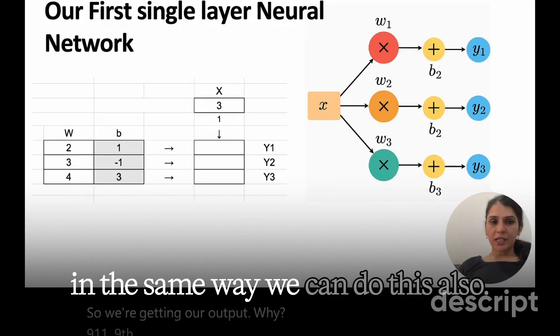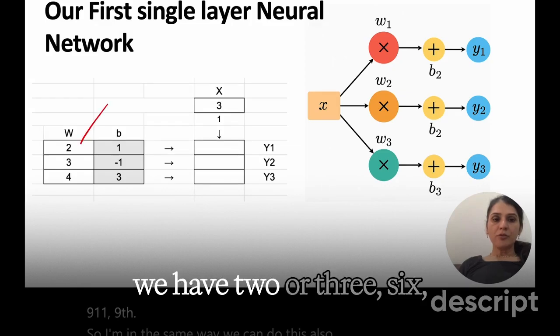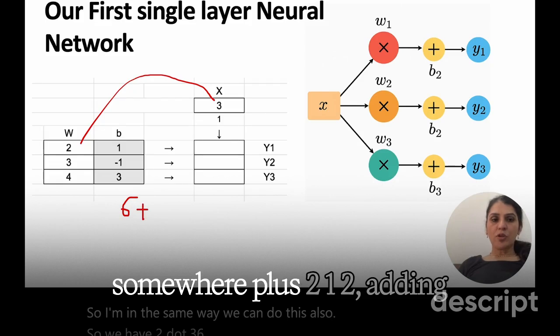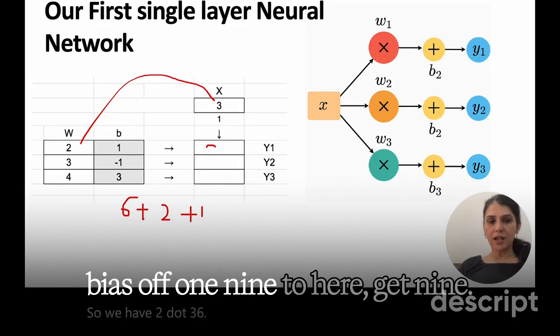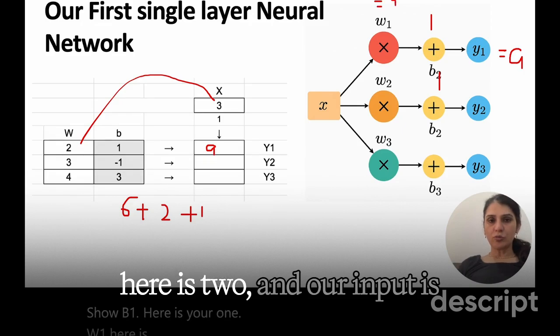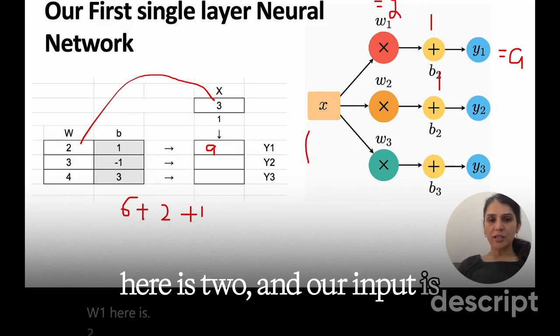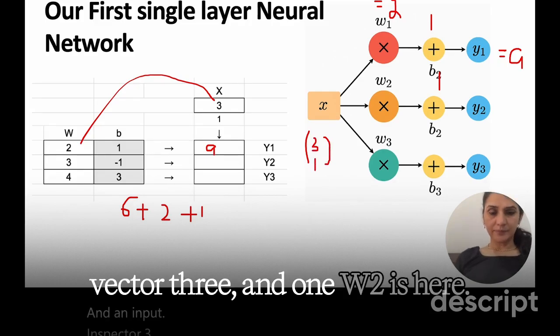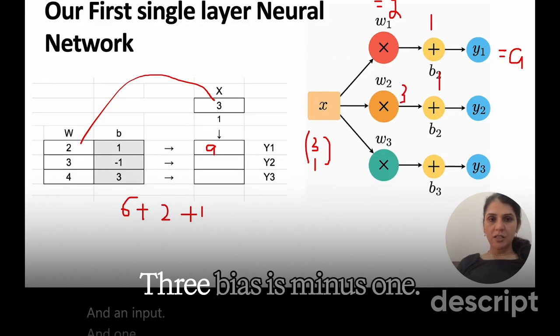In the same way we can do this also. We have 2 dot 3, 6, plus 2 dot 1, 2, and adding bias of 1, 9. So here you will get the 9. B1 here is 1. W1 here is 2. And our input is the vector 3 and 1. W2 is here 3. Bias is minus 1.